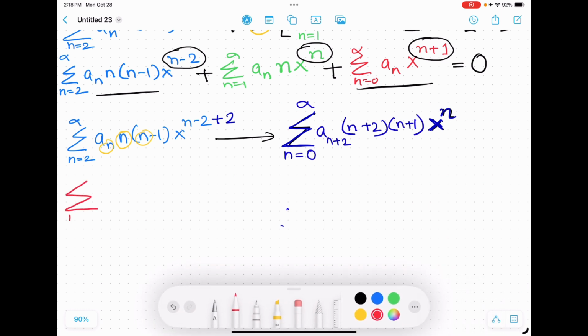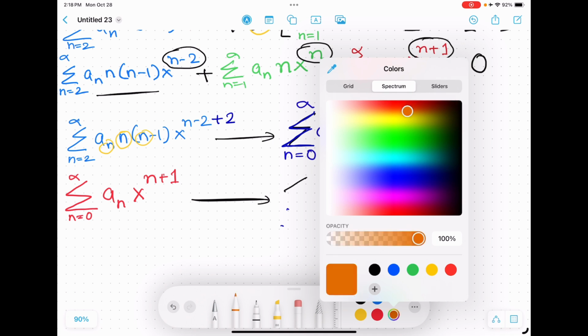Again, we're not doing our second power series because the power is already an n, so we don't have to do anything with that. So now, a sub n x to the power n plus 1 gets transformed. I'm going to select another color. Let's pick an orange. Okay, I'll pick this color.